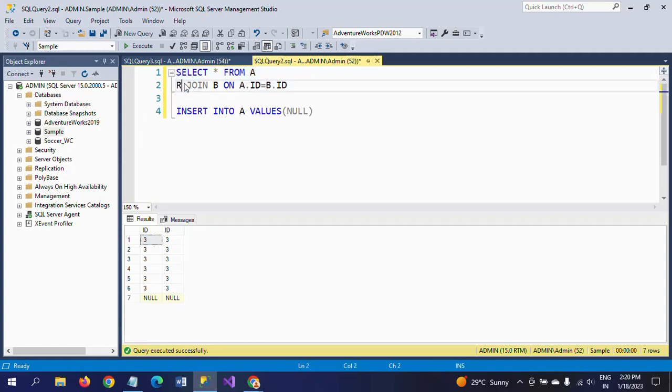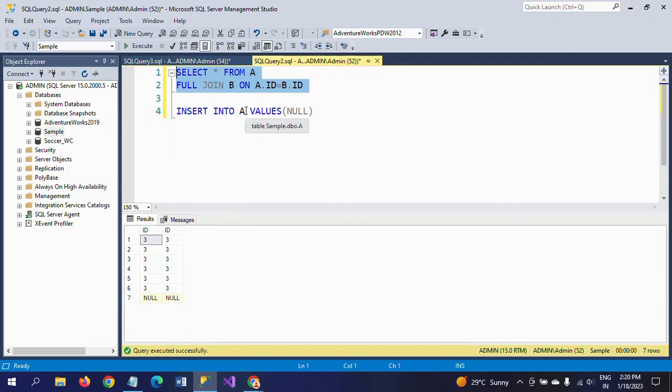So if you pick the right join here, how many records could it be? It could be only 6 records, because there are no non-matching records from the right table. If you apply the full join, it will show 7 records.